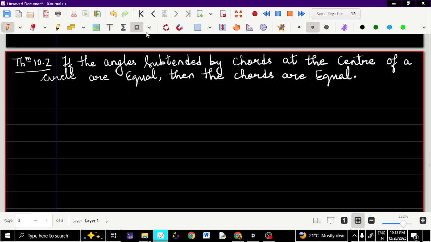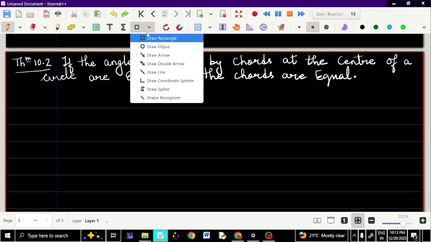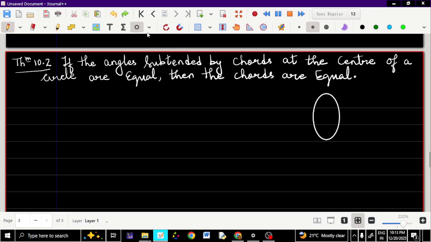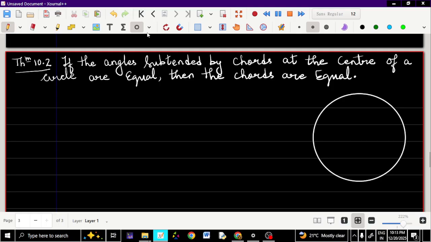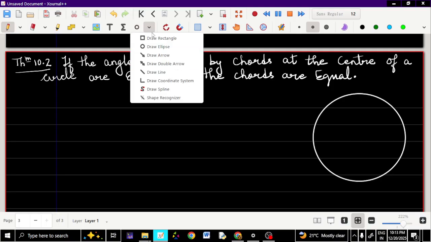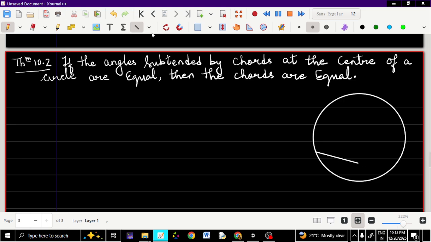So here what is given is, one circle is given. Here a circle is given and there are two chords. You do not know whether the chords are equal or not. Okay, so two chords I have here and you don't know whether the chords are equal or not equal. You have no idea about it. And they subtend equal angle at the center. Let's say this is the center. Okay, just a rough picture I have drawn.